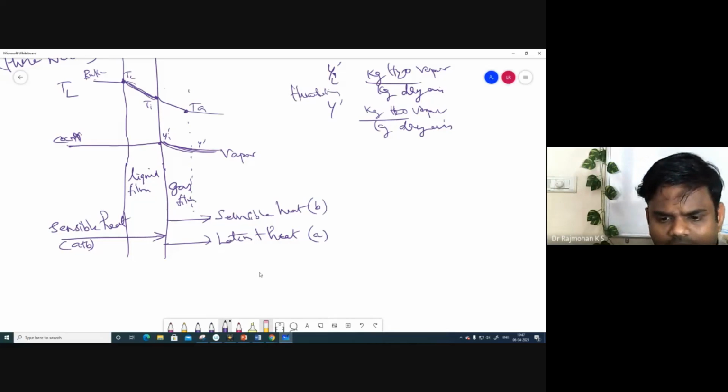Evaporation and transfer of vapor from the interface to the bulk air, and it carries the latent heat of vaporization. So that vapor that is going will be carrying the latent heat of vaporization. So these two heats will be equal to the sensible heat in the liquid side. So this is what happens at the top of the tower.